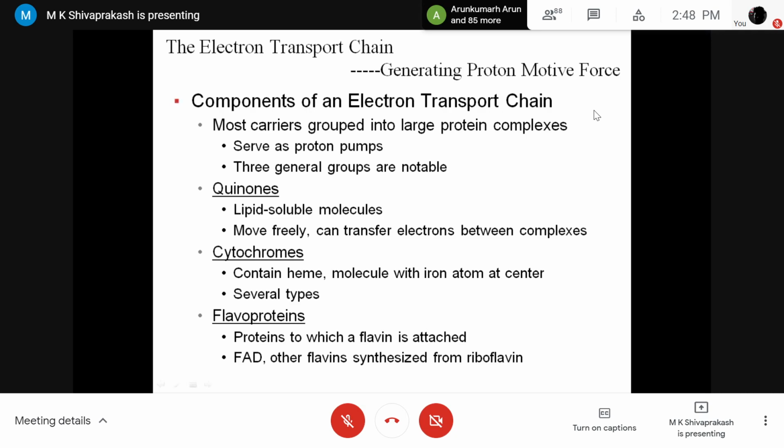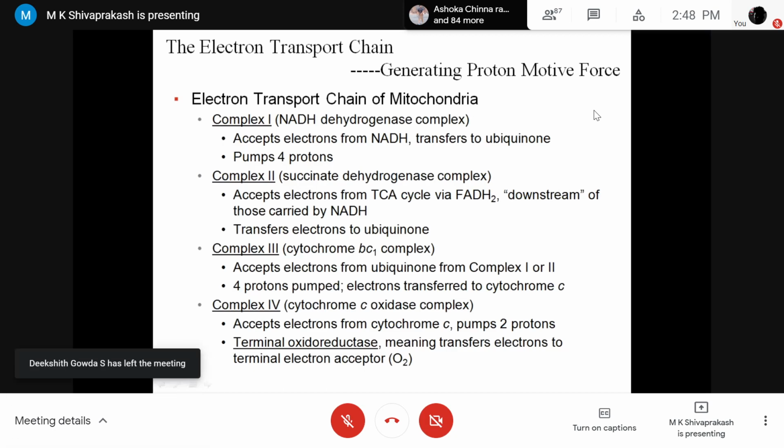And here another question arises: when NADH and FADH2 are passed on, of course, before we discuss that, we shall go through the electron transport chain, which is involved in generating the protonmotive force. It is seen in eukaryotic organisms in the mitochondria, whereas in prokaryotes, it is seen in the cell membrane.